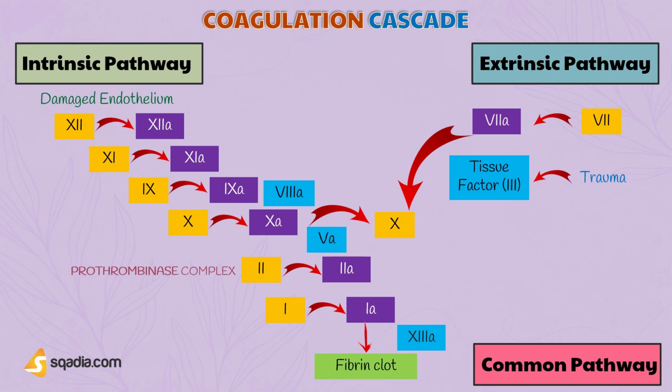Thrombin not only converts fibrinogen to fibrin but also plays a role in amplifying the coagulation process and stabilizing the clot through the activation of other clotting factors.